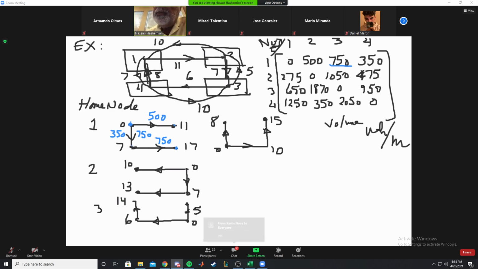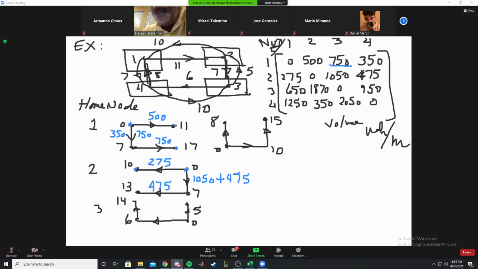Okay, now let's go to this node number 2. From 2, I have to go to 1, 275. This is 2, this is 1. 275 will be on this link. 2 to 2 is 0. 2 to 3 is 1050. From 2 to 3 is 1050. So 1050 will be on this link. And from 2, I have to go to 4, 475. The same situation. I have to go to 3 and then go to 4. So there will be 475 added to this link. And then another 475 here.